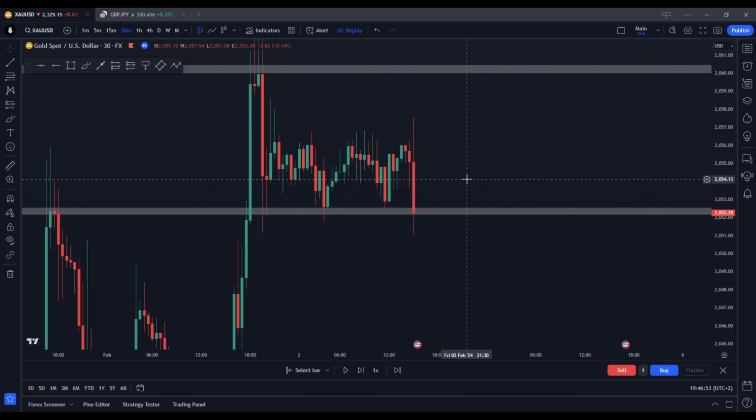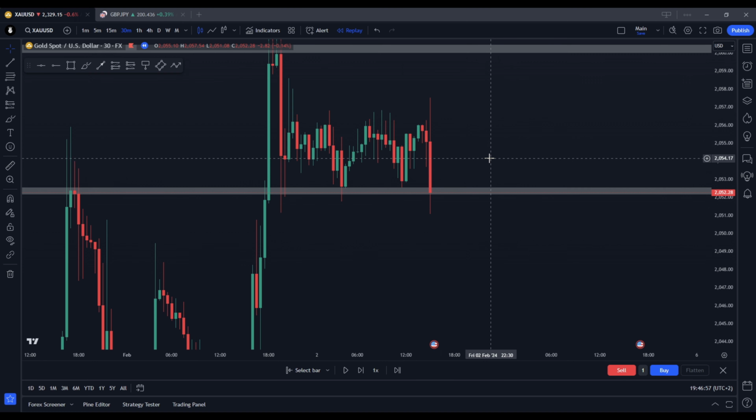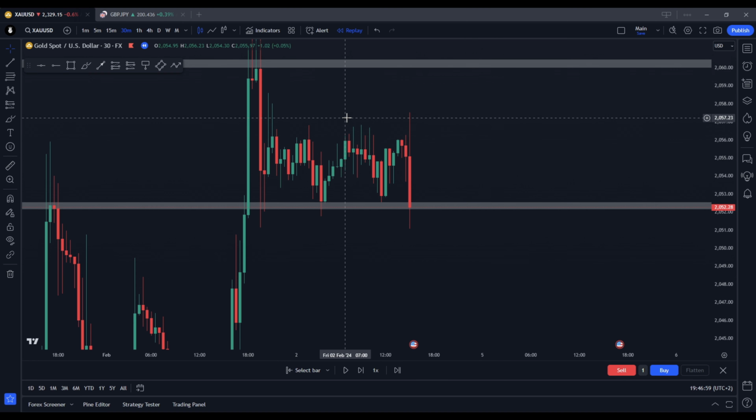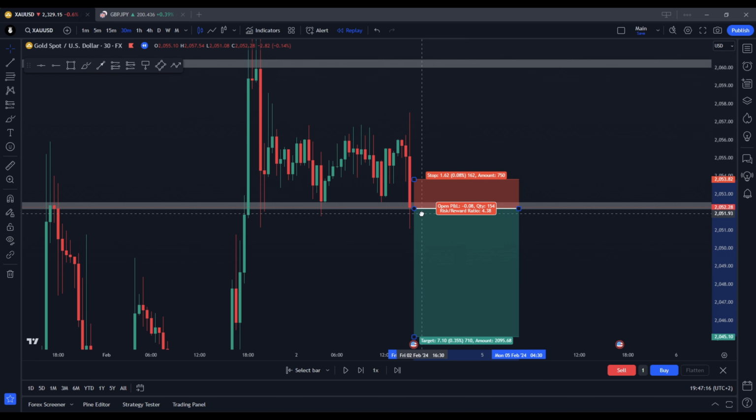So what we're going to be looking for here is a type B wick fill entry. Now remember what that is, it's similar to a type B, but instead of entering at the break of the low, we enter once the new candle has wicked up and then flipped and broken its own low, and then continuation bearish. So we're going to enter a short position here.